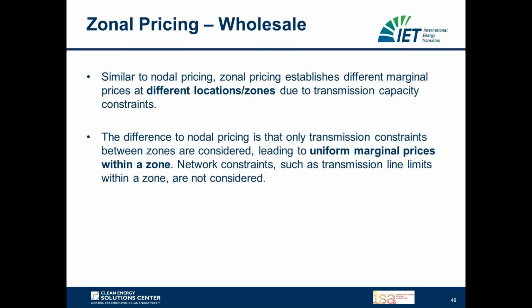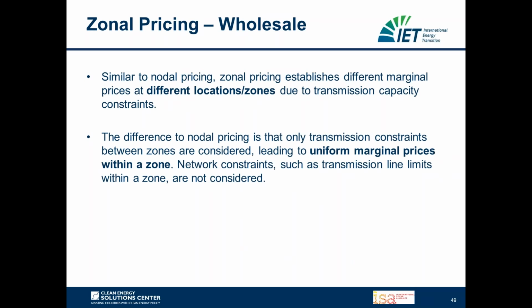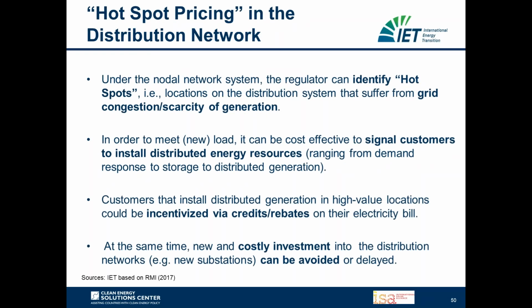Zonal pricing, as I mentioned before, means that you have uniform marginal prices within each of the zones. So for instance, in Norway or in Italy, we have 5 different zones ranging from the north to the south of the country. But within these zones, you get the same price for each kilowatt hour that is produced. You just have to keep in mind that this already exists for power generation in wholesale markets. Now we're looking into a future where these kinds of locational price differentiations might also happen in the distribution network.